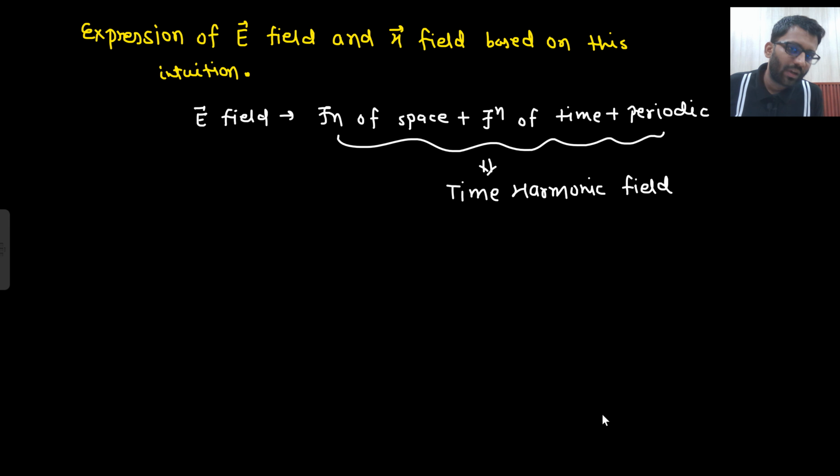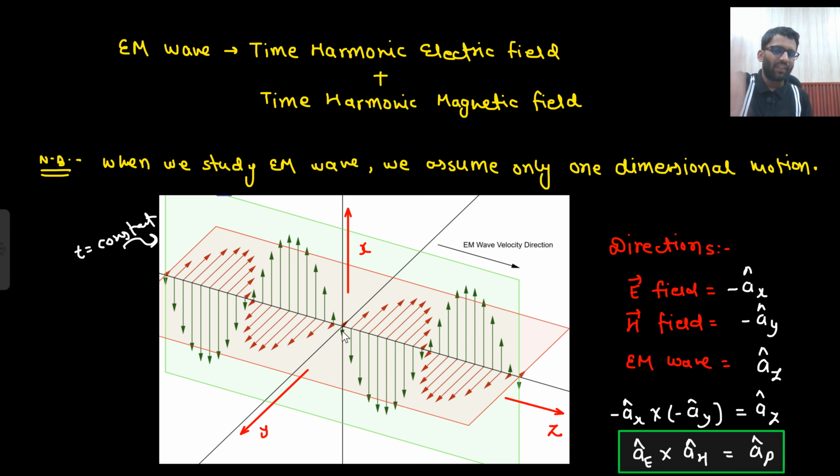And do you know how to write down the expression of time harmonic field? Yes. E is equal to E naught cos(omega t minus beta z). And in which direction is it going? Here it is going in negative x actually. It is going in negative x.